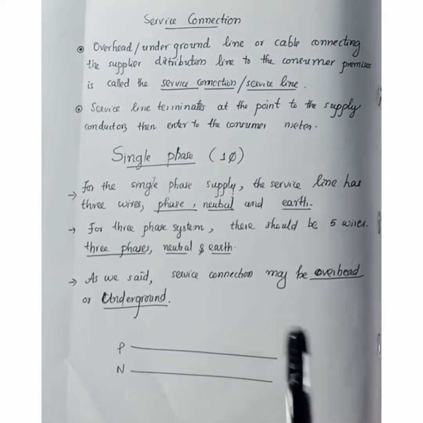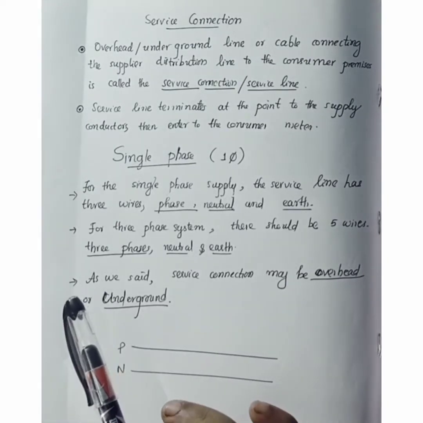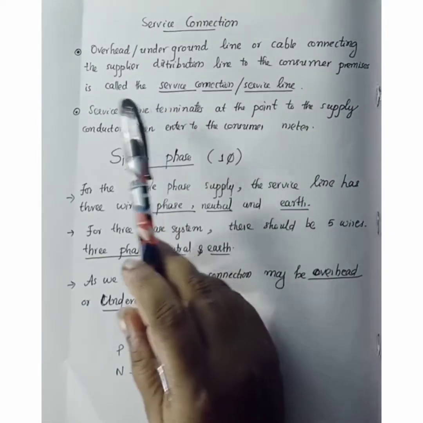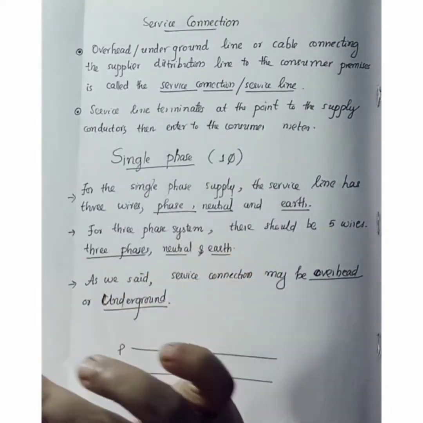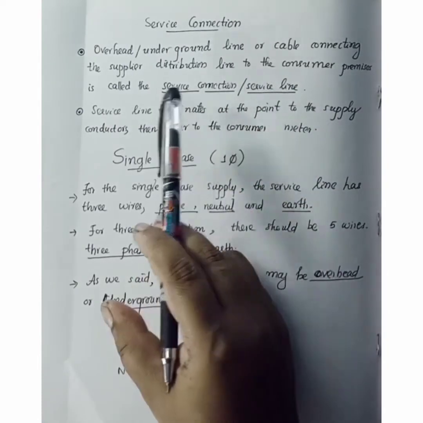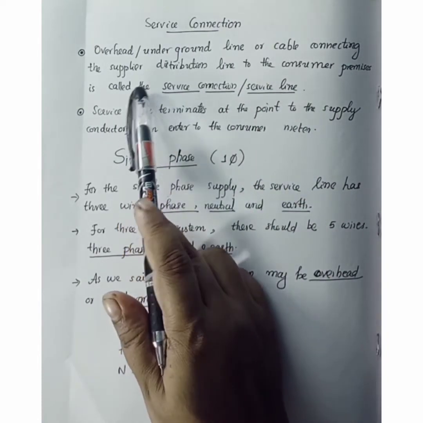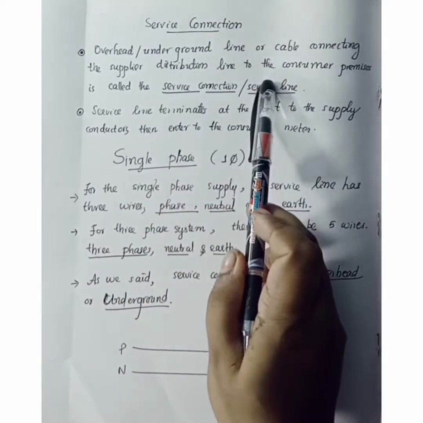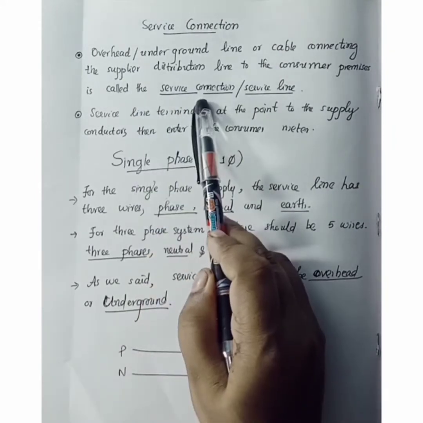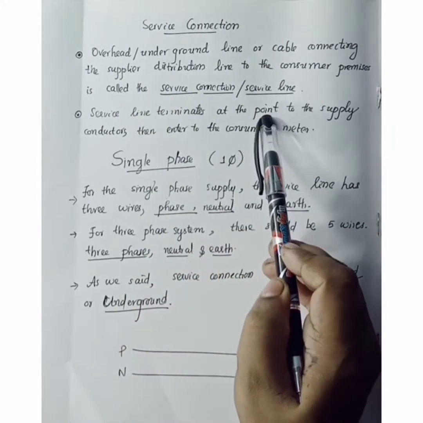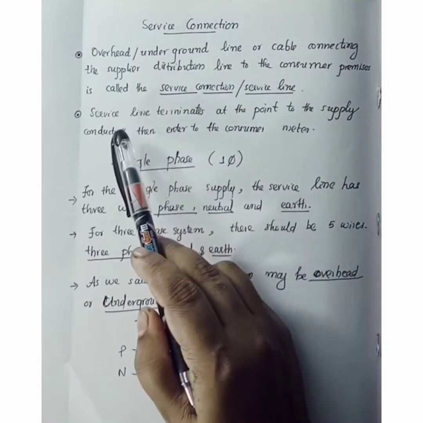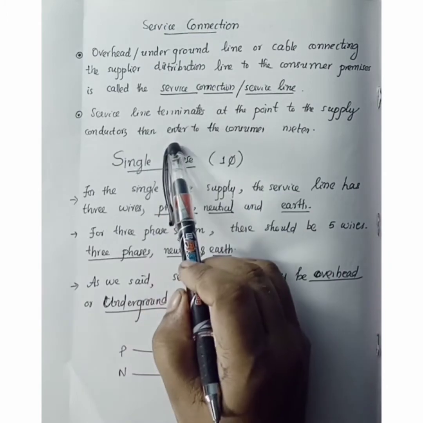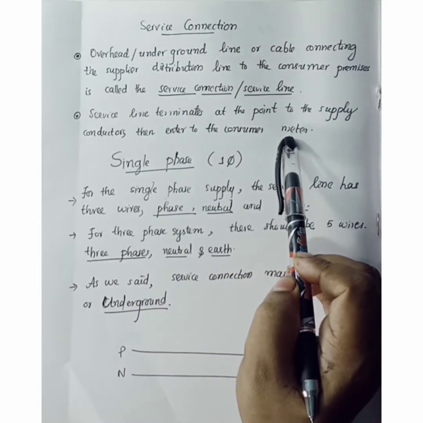So next is about the connection, the supply of electricity to our building. So the service connection. We have cables like overhead and underground cables. The connection from the supply distribution line to the consumer premises is known as service connection or service line. The service line terminates at the point where the supply conductors then enter the consumer meter.